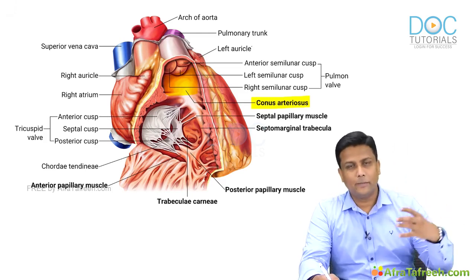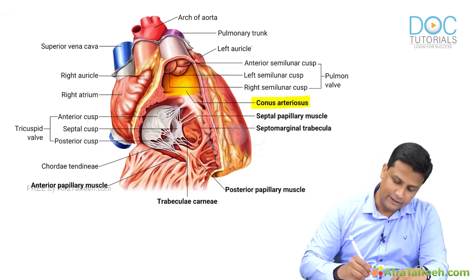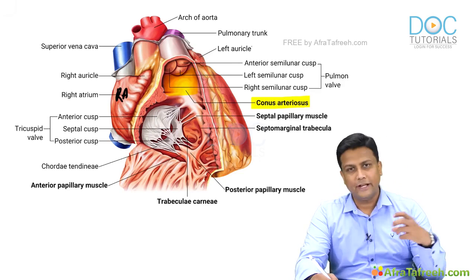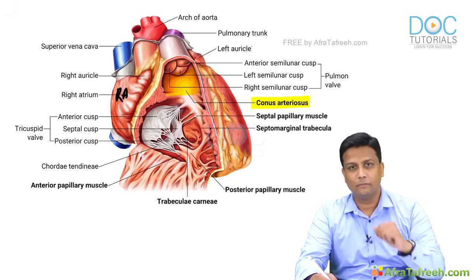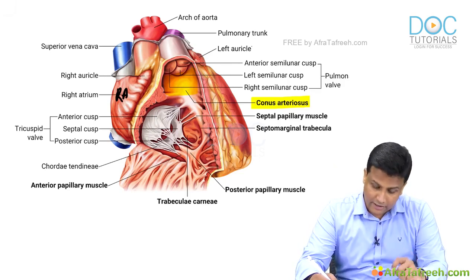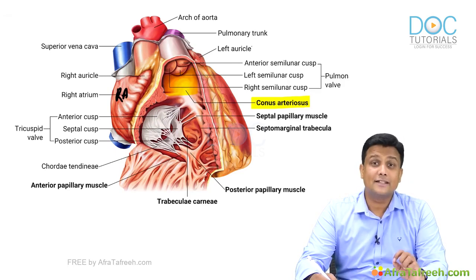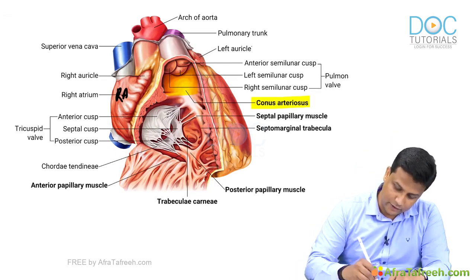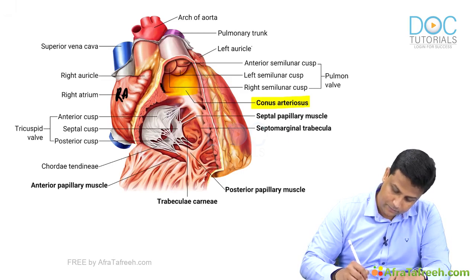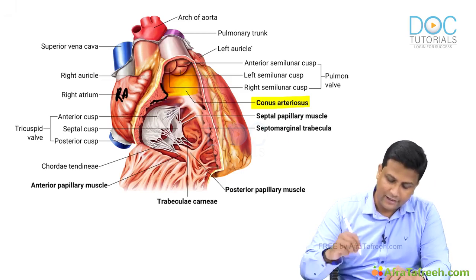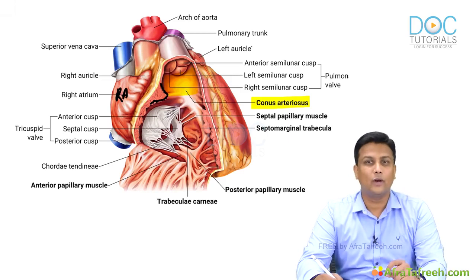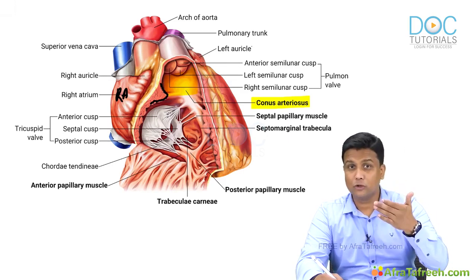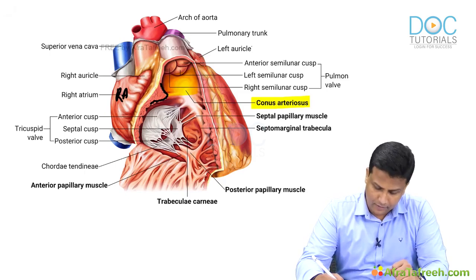Now, the blood comes from the right atrium, and that inflowing part is the rough part. So the inflowing part is the rough part and the outflowing part is the smooth part. These two are separated by a ridge. Appreciate this ridge over here, this elevation, and that is the supraventricular ridge. So the supraventricular ridge separates the smooth part from the rough part, guys.